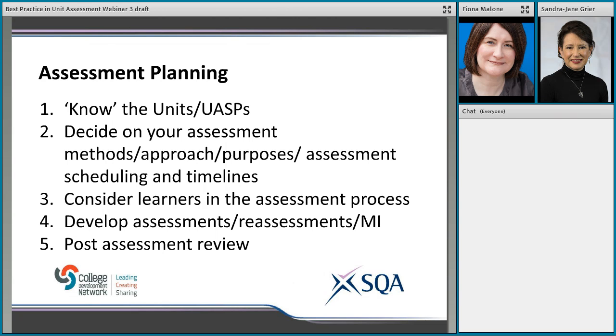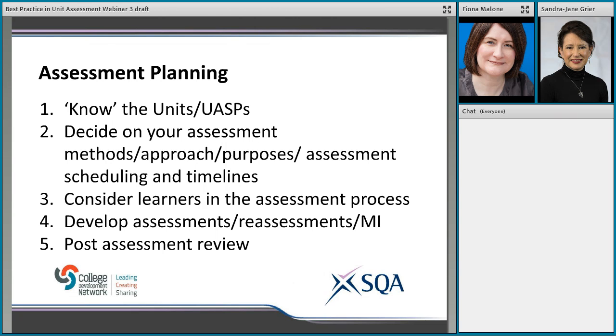The second thing, as was mentioned previously, and we highlighted this in more detail in webinars 1 and 2, was that you really need to decide early on in your assessment approach and on which assessment methods you're going to use. And part of that is considering the purpose of assessment. Are you planning formative assessment, for example, to ensure that your learners are adequately prepared and will hopefully pass a summative assessment at first attempt?